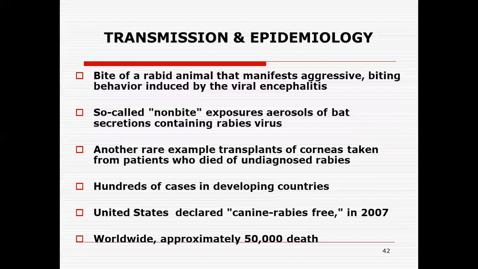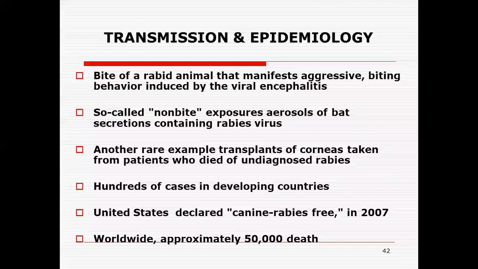Aerosol of the bat has also been reported. So the dog is one of the reservoirs and transmitters, but that requires the bite, of course. But the non-bite exposure, aerosol from the bat, has also been reported, and it does contain the rabies virus. Another real example is the transplant of cornea taken from a patient who died of undiagnosed rabies. This means that the rabies virus can also be transmitted through the transplantation of cornea. You have to keep in mind.